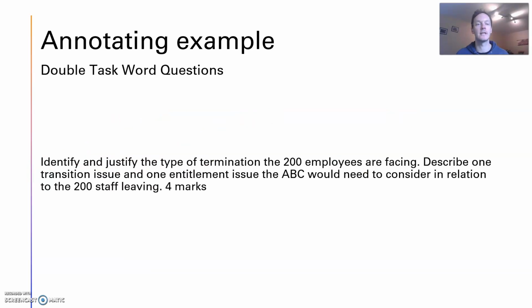This next annotating example is double task word questions. So this is a much more complex version of the question we just had before. You'll notice there's actually 3 task words in this particular question. Now I'm not going to go through the whole process like I did before because the second half of this is exactly the same. But what's really important is I see that there are 3 task words in here plus a case study reference.